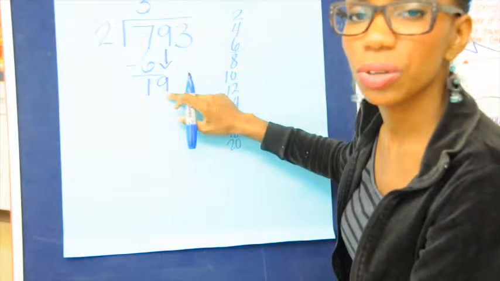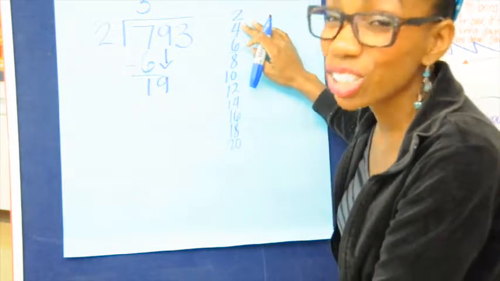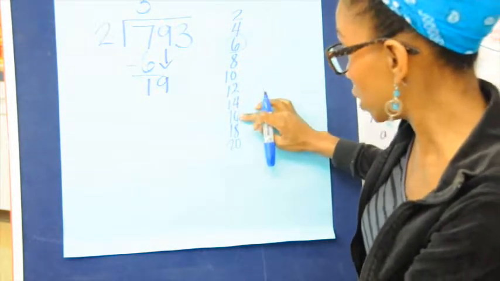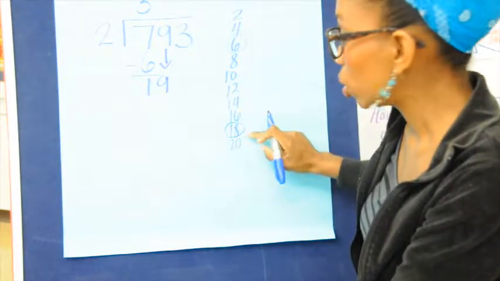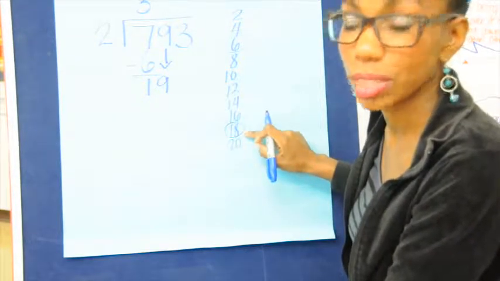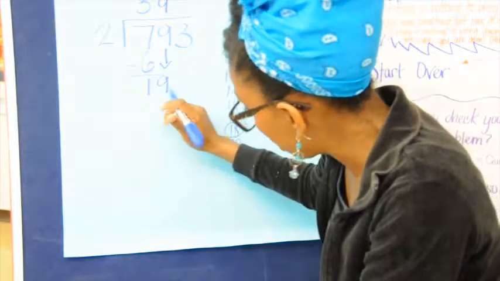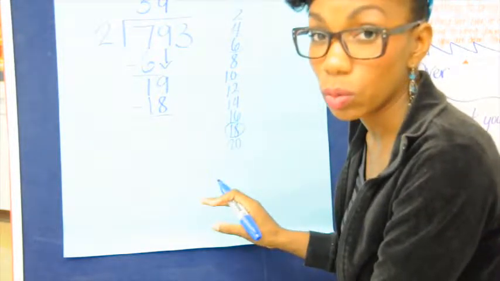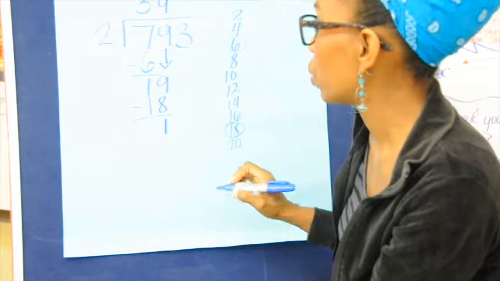How many times does 2 go into 19? Or, which multiple of 2 is closest to 19, but not greater? 2, 4, 6, 8, 10, 12, 14, 16, 18. I better stop, because the next one is 20. So look, it's 18. 2 times what equals 18? 2 times 9. So I'll put my 9 up top, and then I take this 18 and put it right underneath here. 19 minus 18 equals 1. Again, now I have 1 again.